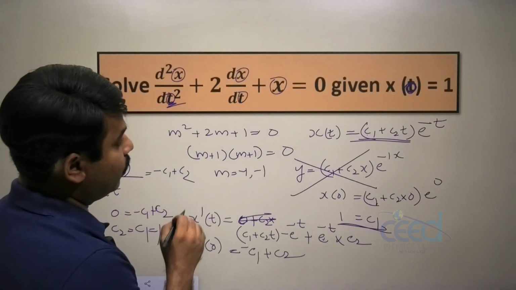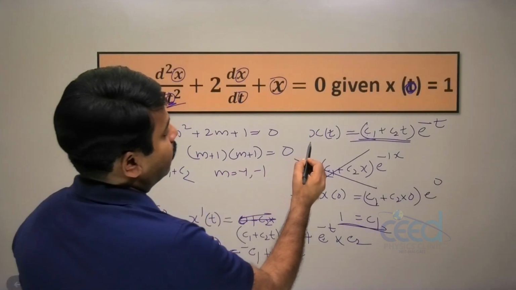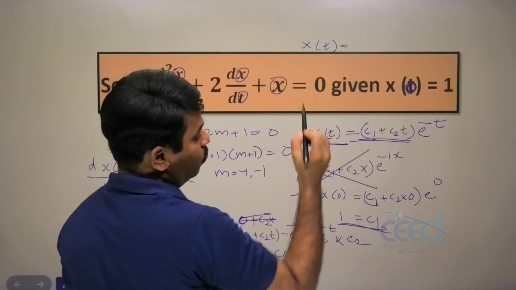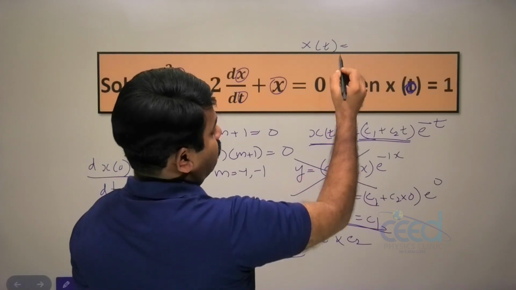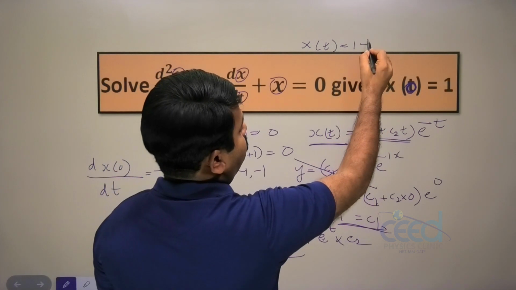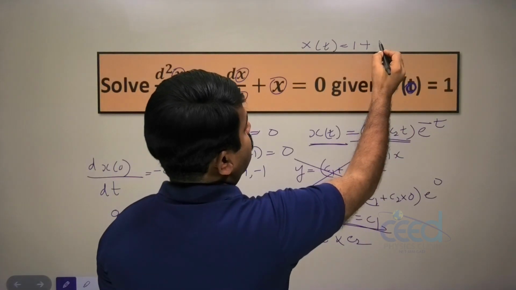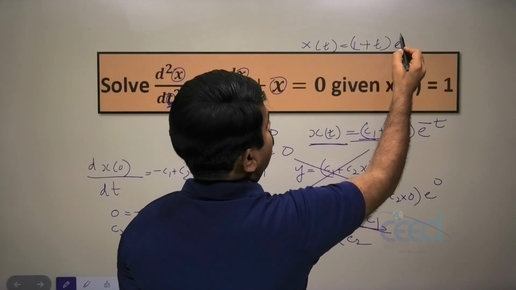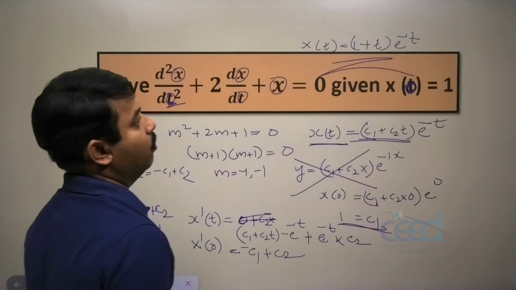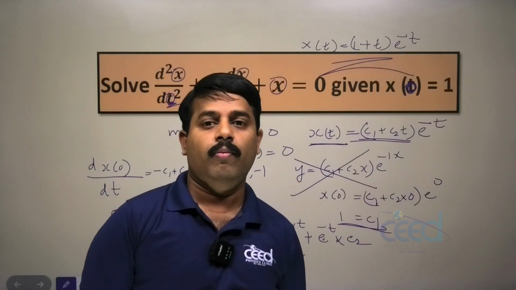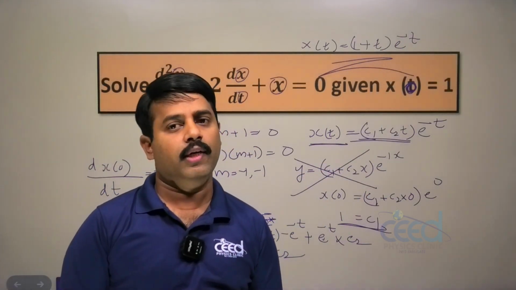Now substitute the final expression here. What is x of t then? X of t is equal to, put 1 here, 1 plus C2, that also 1, plus t into e raised to minus t. This is the solution. So 1 plus t into e raised to minus t.